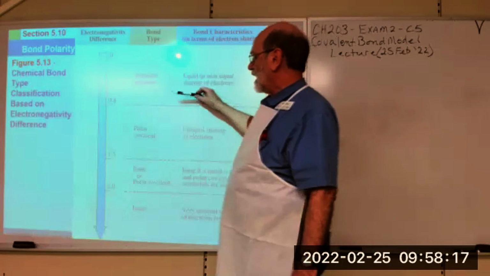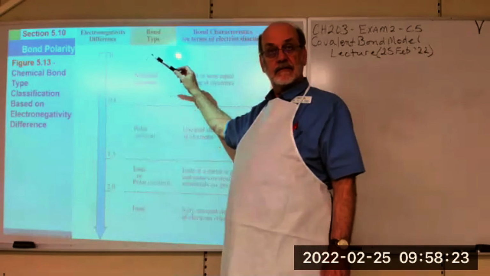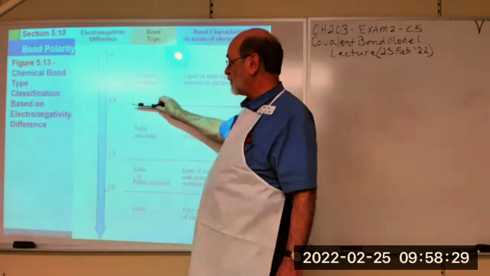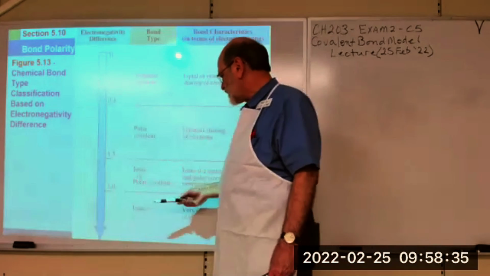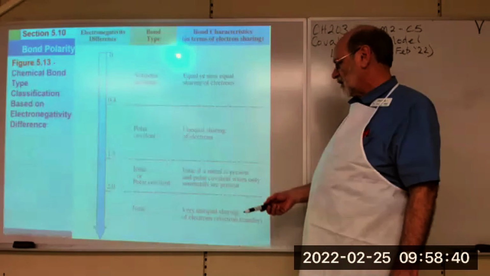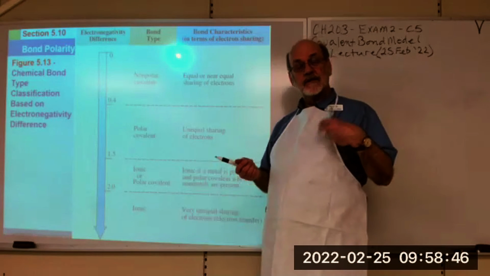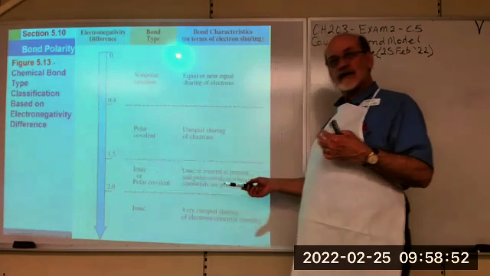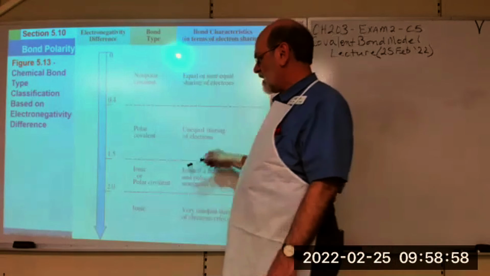If we get less than 0.4 difference, then we're saying it's non-polar covalent. If it's 0.4 to 1.5, we say that's polar covalent. And if it's between 1.5 and 2, we say it could be ionic or it could be polar covalent. It depends on whether you've got two nonmetals or a metal and a nonmetal. If it's a metal and a nonmetal, we're going to call it ionic if it's bigger than 1.5. But if it's two nonmetals, we're still going to call it polar covalent. So it's kind of a gray area.